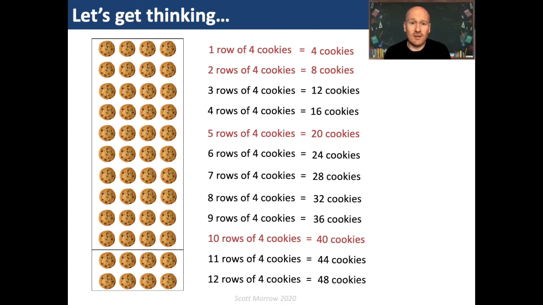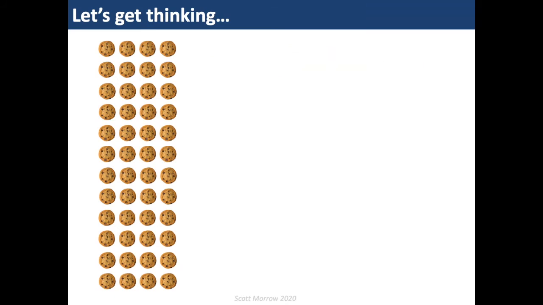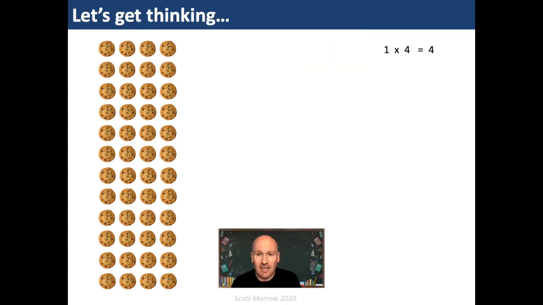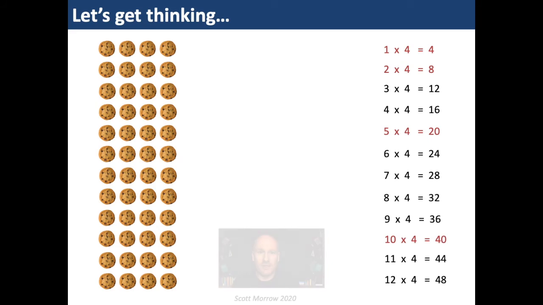Rather than writing rows of cookies each time, in maths we use symbols to represent that. We use the multiplication sign. So that's where this x comes from. So we can write each of those facts using the multiplication sign. So there we've got there, and once again I'm going to highlight 1 times 4, 2 times 4, 10 times 4 and 5 times 4 because they're the really useful ones that we can use to help us work out the others.